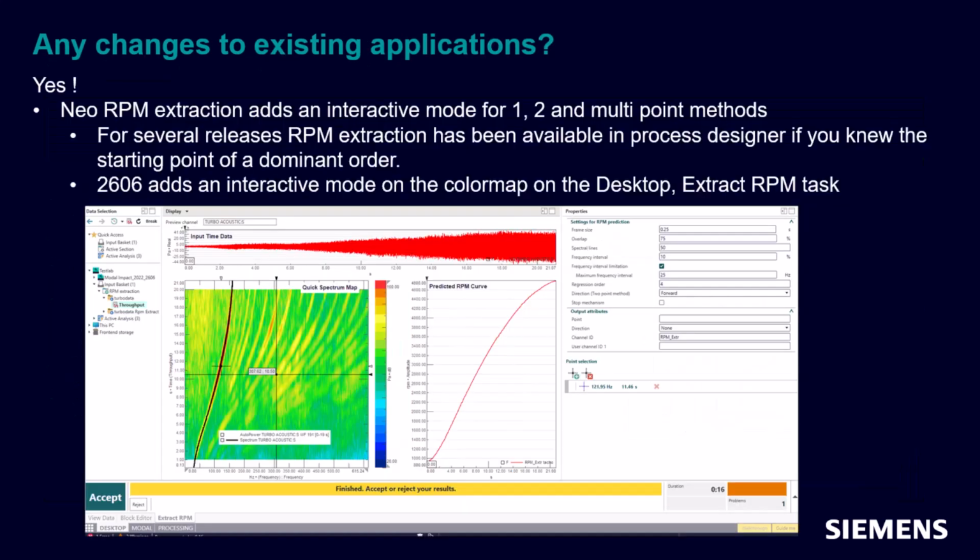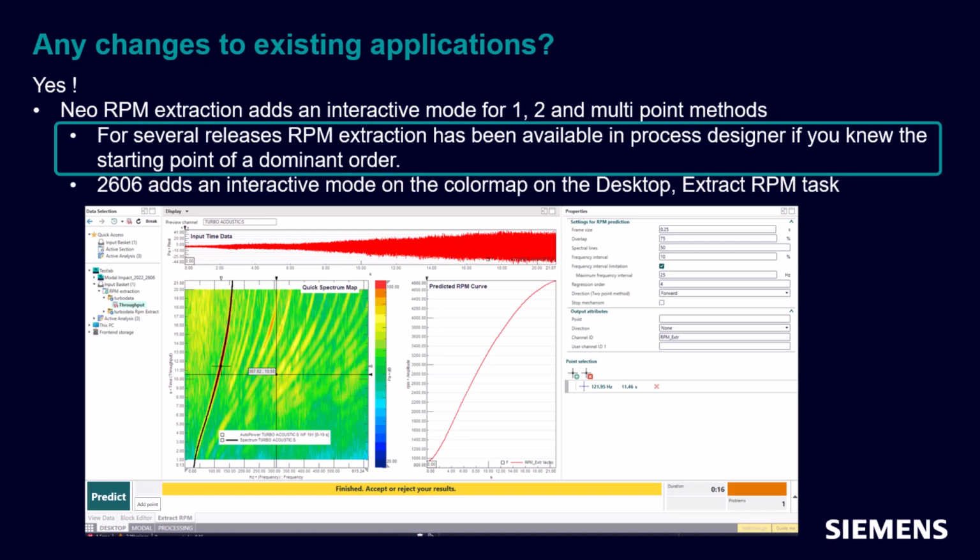We've also made changes to the RPM extraction add-in. For the last couple of releases, it's been available to you in the Process Designer, and you needed to know a starting point. So basically, at a certain point in time, or a certain point in RPM, you had to have a dominant order. You had to know what that order was, and you had to know about when it started. So if you looked at a color map, you had to have a dominant order here.